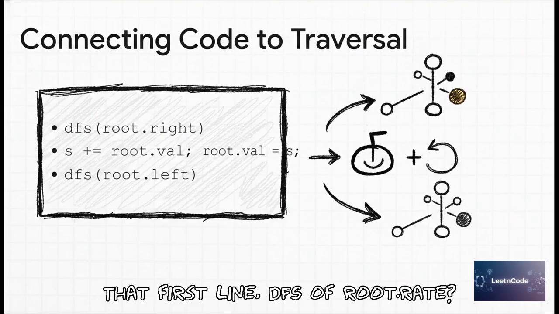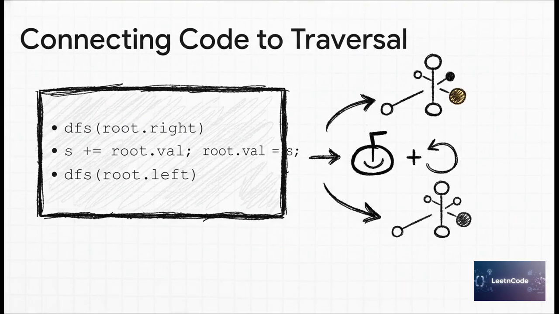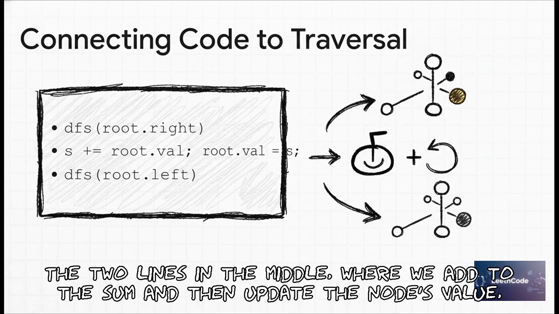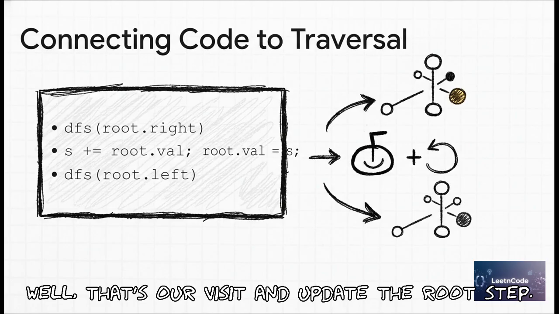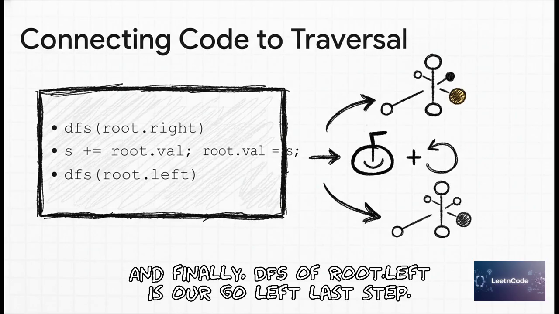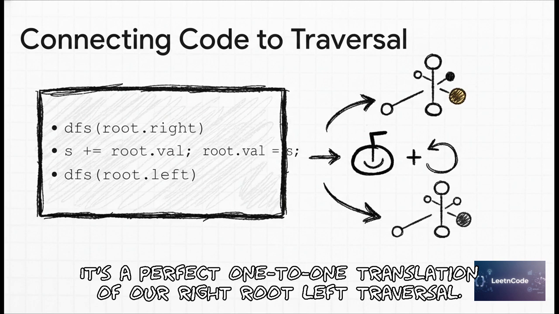Let's map it out. That first line, DFS of root.right, that's our go-right-first step. The two lines in the middle, where we add to the sum and then update the node's value, well, that's our visit-and-update-the-root step. And finally, DFS of root.left is our go-left-last step. It's a perfect one-to-one translation of our right, root, left traversal.